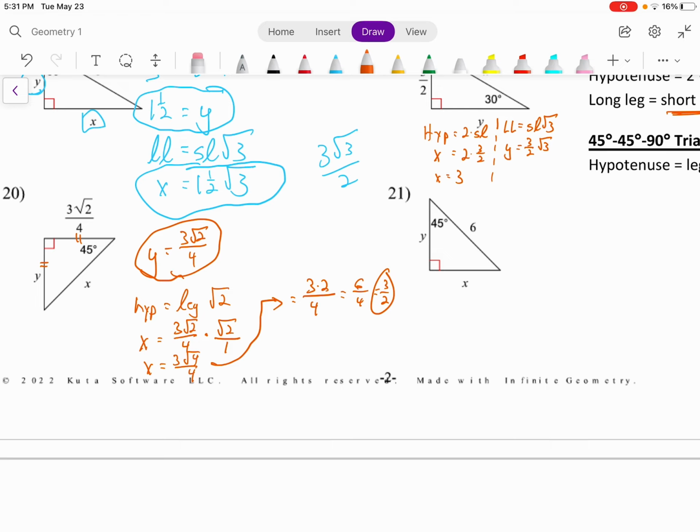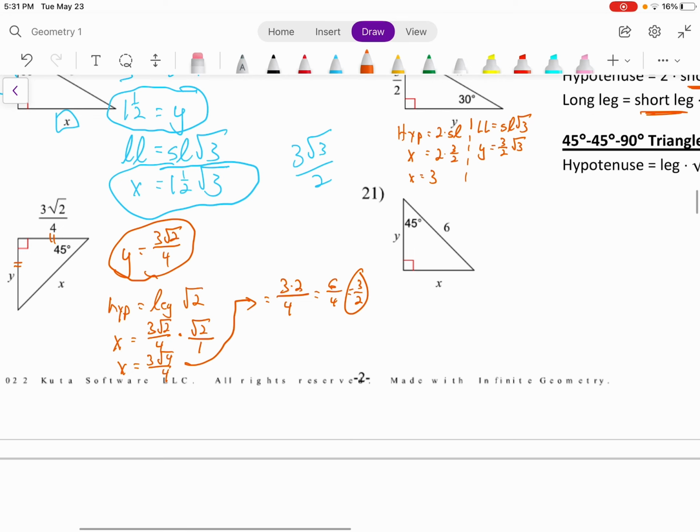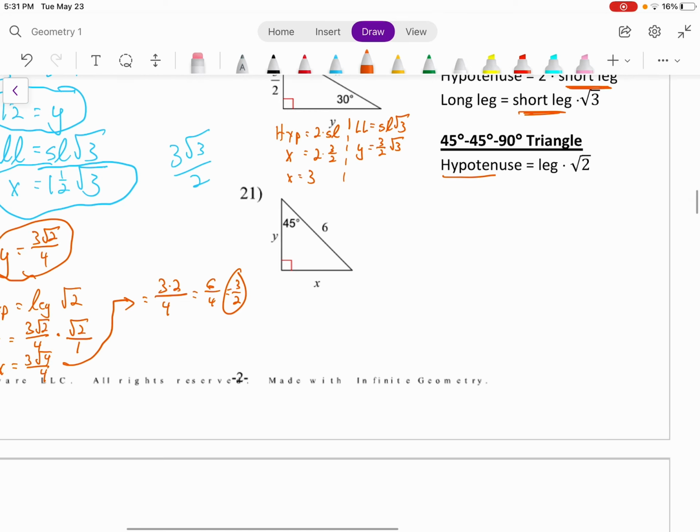And our last one from this page, and this idea of these special triangles, is 21. And let me just slide over because we have a formula right here. We know the hypotenuse, which is 6, is equal to a leg, which x and y have to be the same. So we'll just pick x times the square root of 2. We can divide both sides by the square root of 2. So x equals 6 over the square root of 2.